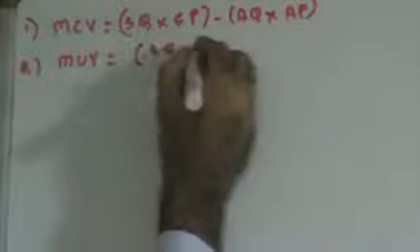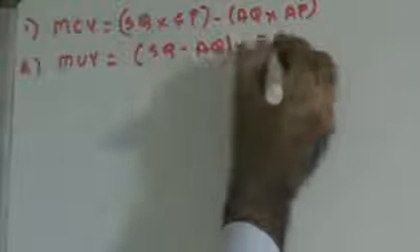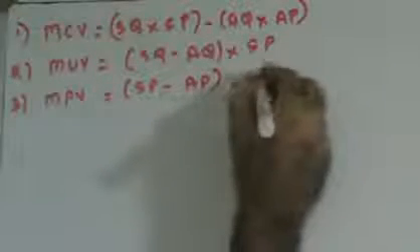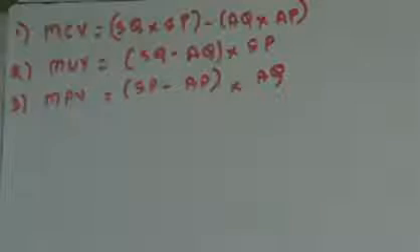I'm Sunil Mirwani and today we'll be doing this chapter called standard costing. Let's see this. First, let's see the formulas of standard costing, guys. MCV is nothing but SQ into SP minus AQ into AP. Then you have MUV, which is nothing but SQ minus AQ into SP. And third, MPV is SP minus AP into AQ. Right? Now what does all this stand for?